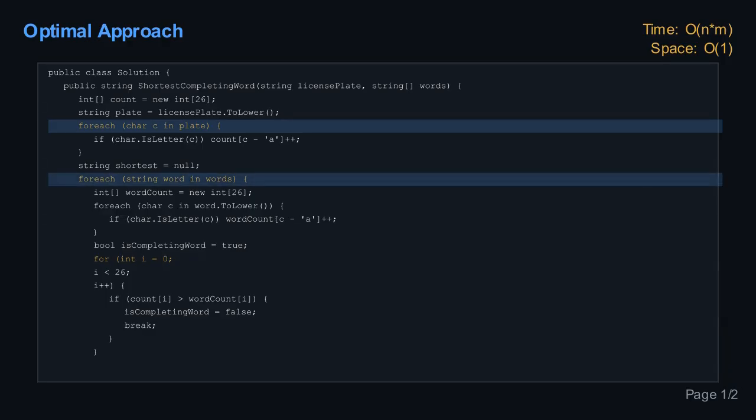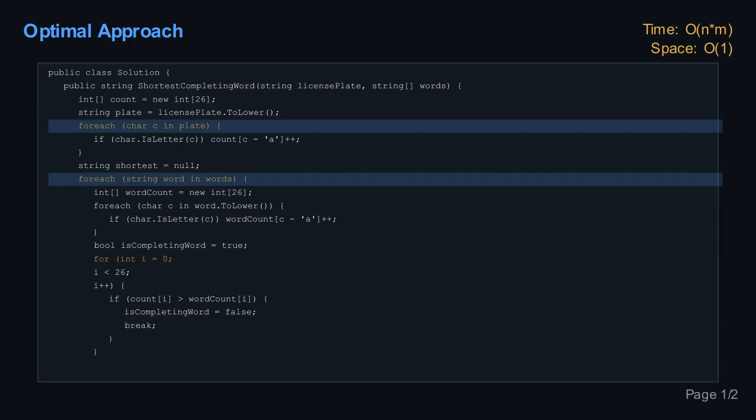For each word, we create a second frequency map. We count every letter in the current word. Once we have the word's map, we compare it to our requirement map. We loop from 0 to 25. If the requirement map has a higher number for any letter than the word map does, it means the word is missing some letters. We mark it as invalid and move to the next word.